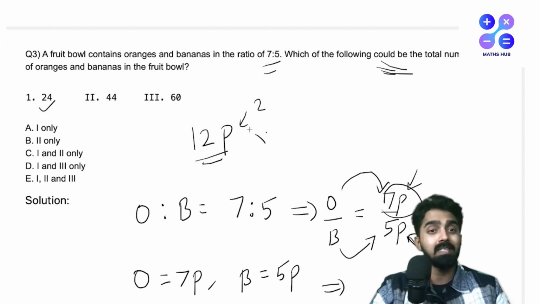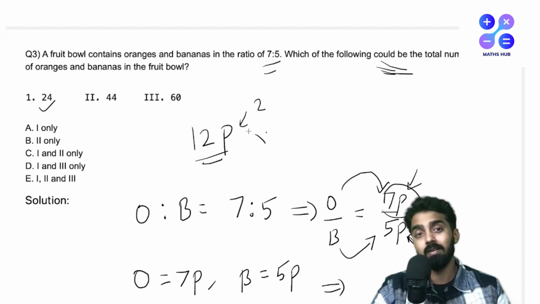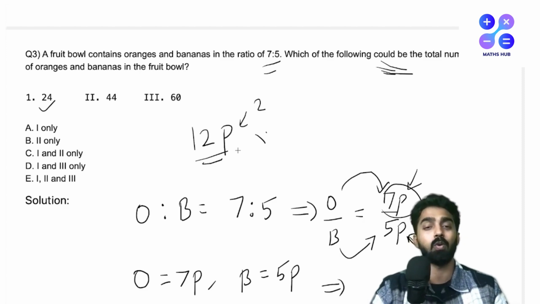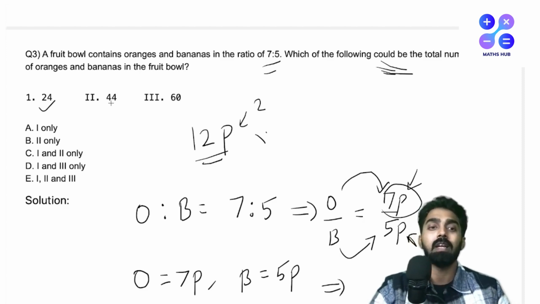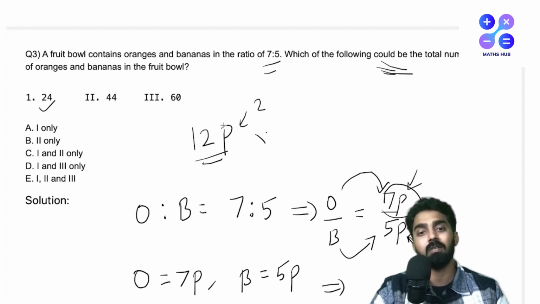Yeah, but since it's an orange and a banana, we want the number to be a whole number, right? So we can't have fractional values of total numbers. So for it to be 44, p would have to be a fractional value. If p is a fractional value, that means 7p would be a fractional value and 5p would also be a fractional value, which can't happen in this case.